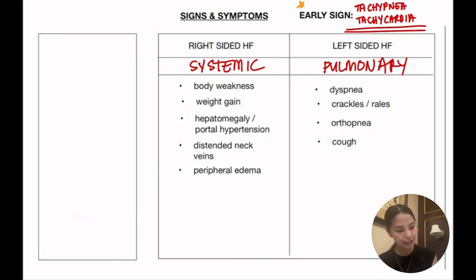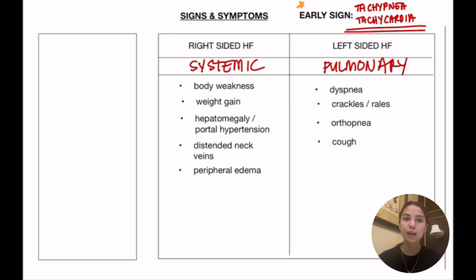So what I want you guys to realize here is that now you know all of the symptoms, but you did not have to memorize that in left-sided heart failure, it's dyspnea, crackles, orthopnea, and cough. You didn't have to memorize it in right-sided heart failure. It's body weakness, weight gain, hepatomegaly, distended neck veins, peripheral edema. All you had to do was memorize that the left-sided heart failure is pulmonary and the right-sided heart failure is systemic. And because you have a good understanding, you did not have to memorize, but you got it all correctly.